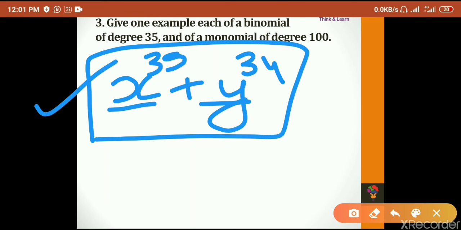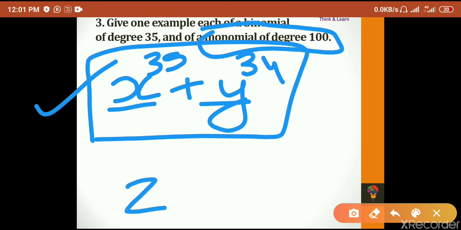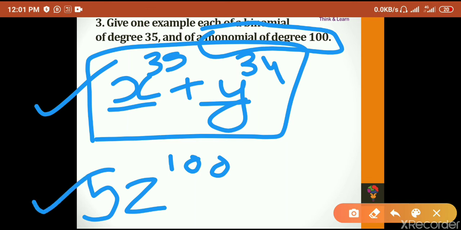Now the second question is a monomial of degree 100. Monomial means only one term. Suppose I'm taking z and the degree must be 100. So it can be z raised to 100. You can also write 5z raised to 100. Still it will be the same. So you can write anything. I hope this was a very easy question. First one is a binomial with degree 35 and second one is a monomial with degree 100.